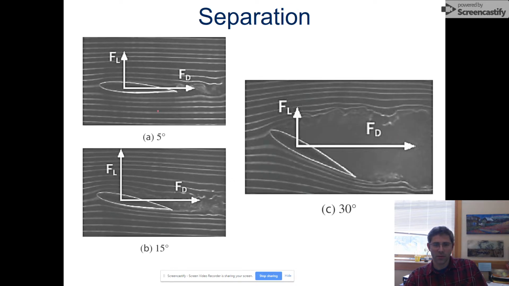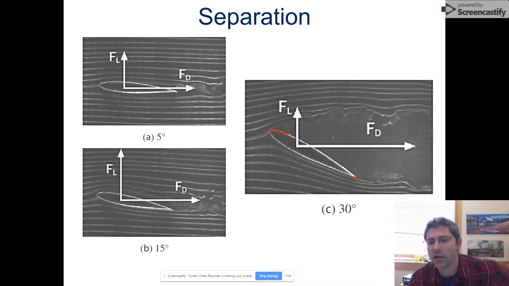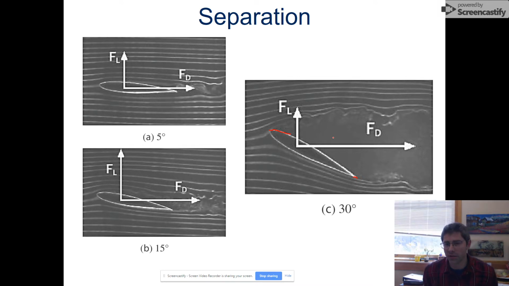Here you can see again, this is a wing, and it's oriented at different angles of attack is what they're called. There's 5 degrees in the upper left versus 15 degrees in the lower left and 30 degrees on the right. At some point, you get to this condition where you see flow separation occurring at the top and the bottom. And now this is what's called the stall condition for an aircraft that's in flight. You don't want to have a stall condition like this where you have flow separation over the entire top of the airfoil.